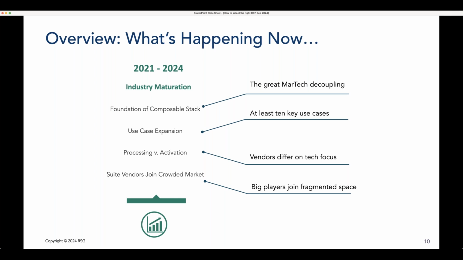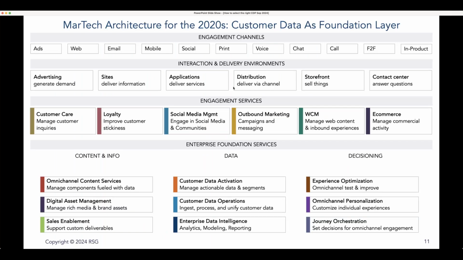And the big players have joined this market. The suite vendors, after initially saying you didn't need a CDP, now Adobe, Salesforce, Oracle, and Microsoft are all saying you do need a CDP, and moreover, you need our CDP. We would argue that that's a kind of coupling in your stack that you would want to avoid, but let's talk about that a little bit later.